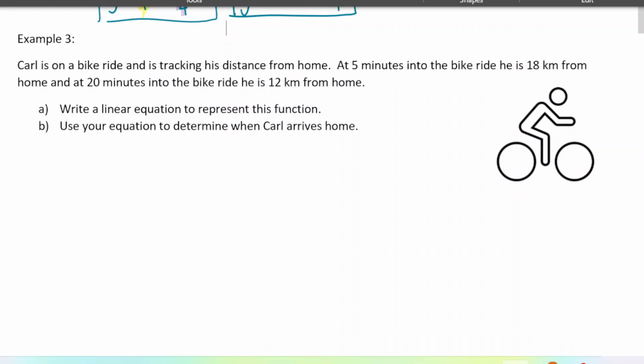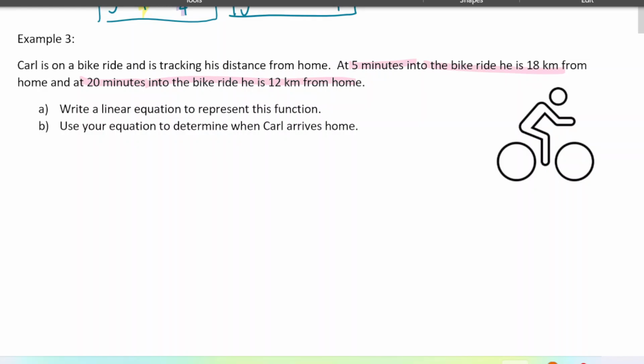Okay, so this is an example of that. Carl is on a bike ride and is tracking his distance from home. At 5 minutes into the bike ride, he is 18 kilometers from home. So I'm just going to highlight this. At 5 minutes into his bike ride, he's 18 kilometers from home. And at 20 minutes into his bike ride, he's 12 kilometers from home. So essentially, they're just giving us 2 points on the line there.